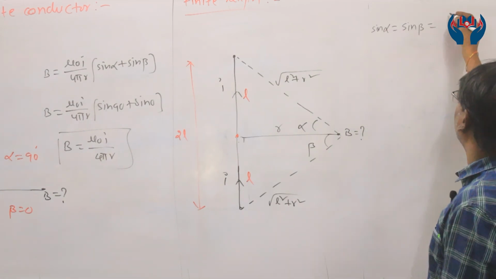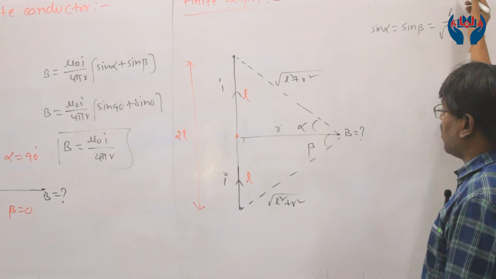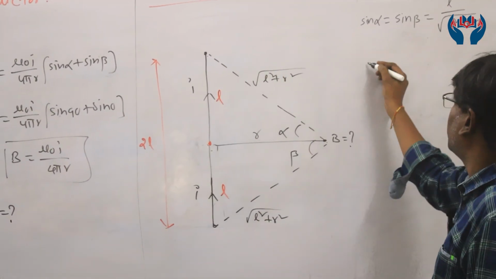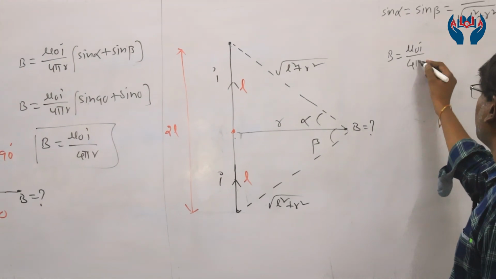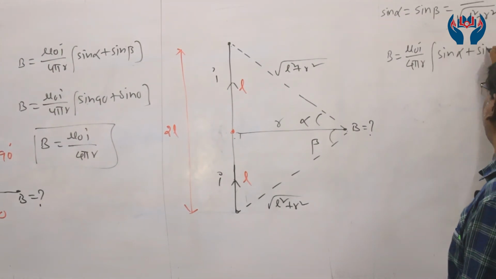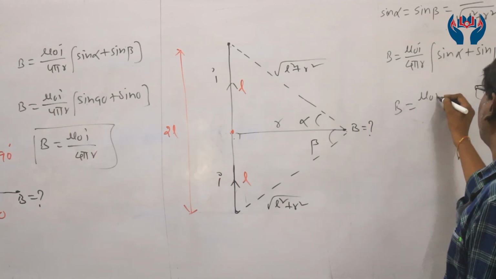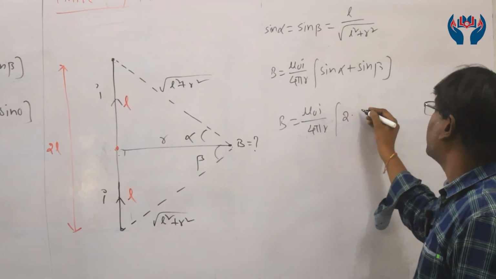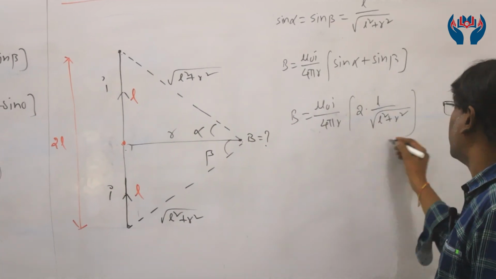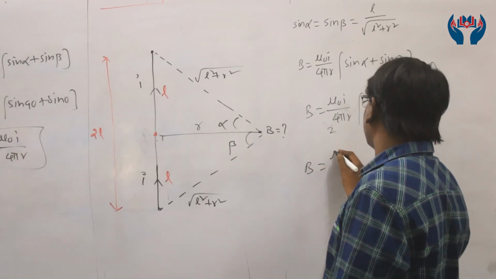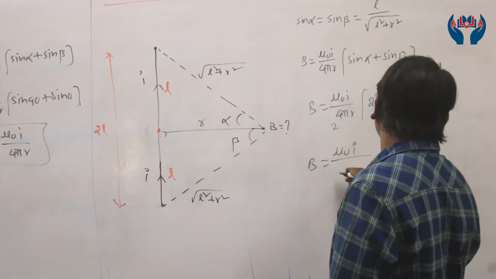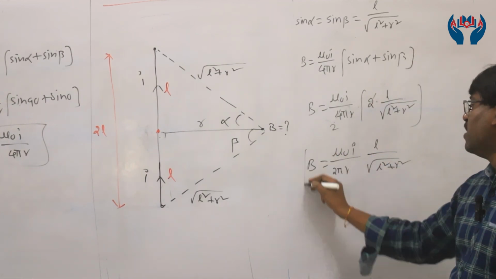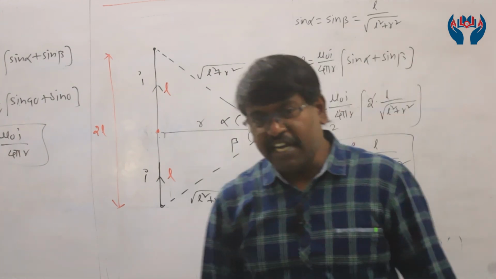Now sin alpha and sin beta both become L by under root of L square plus r square. Now substitute these values in the equation. The magnetic field at a distance r is B equals mu naught by 4 pi r times sin alpha plus sin beta. Since sin alpha and sin beta are equal, we can write 2 times L by under root of L square plus r square. So B equals mu naught I by 2 pi r into L by under root of L square plus r square. This is the magnetic field for a finite wire.